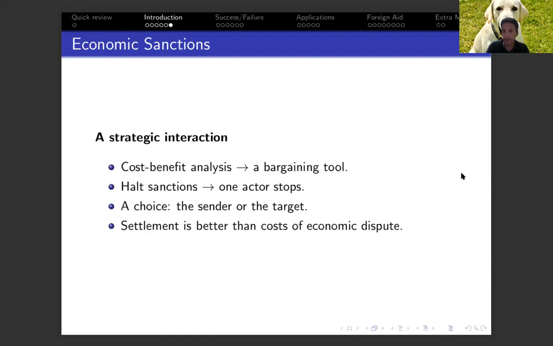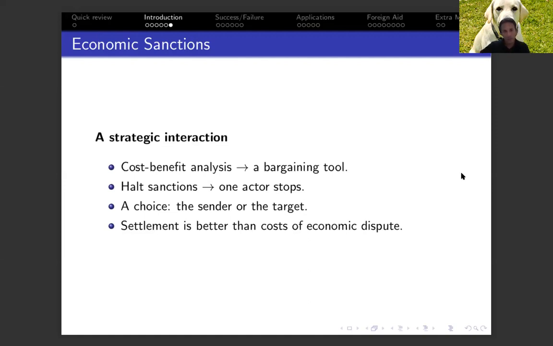Again, the side that decides to settle doesn't have to be the sender. It can be either the sender or the target. One of them will prefer to settle. It engages in a rational cost-benefit analysis of the situation, and it comes to the realization that it's better off to settle the matter than to keep accumulating those costs.